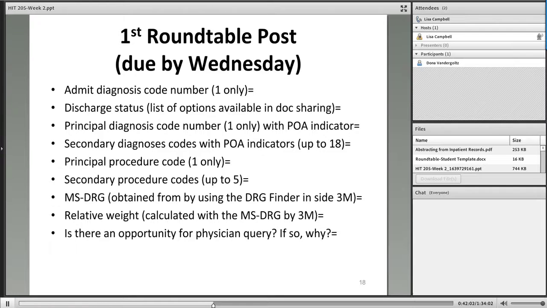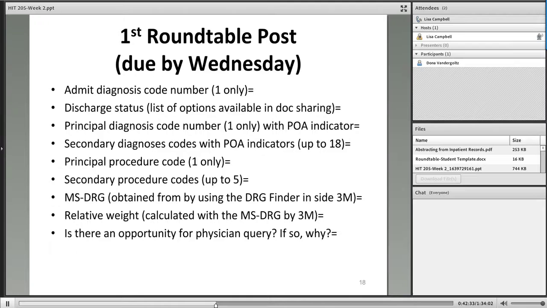Now, I am going to cover the first case today, and you will notice in the files area, I have uploaded a template for you to use when you are doing your coding roundtable, and it will help you understand, number one, the codes for the first case, but also it will help you understand the format of how your answers should look.